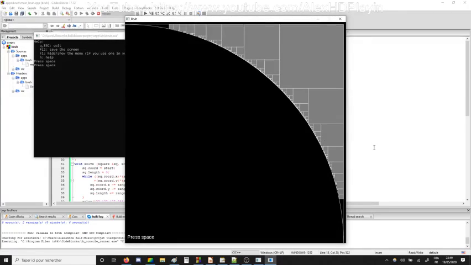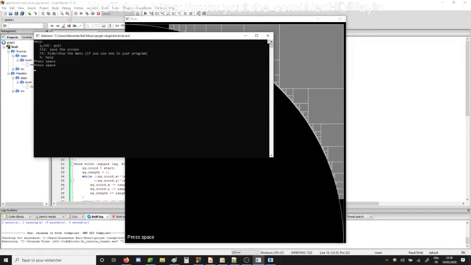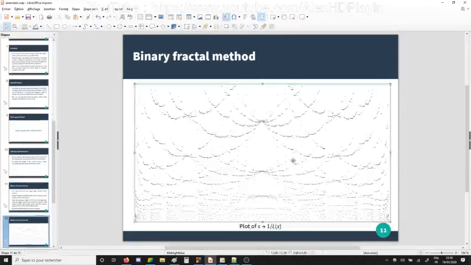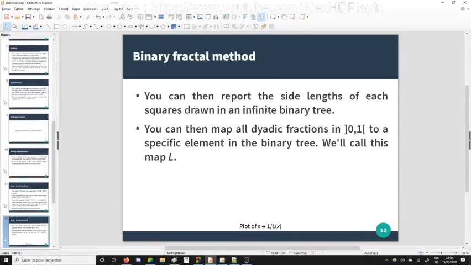We have all of this, which fills up the space between the square and the circle, or at least a quarter of it. But if you do 4 times all the stuff you need, it's gonna be okay. So what we need now is, wait, I'm not sure if that's what we're gonna do now. Oh yeah. Then you can report the side lengths of each square drawn in an infinite binary tree.